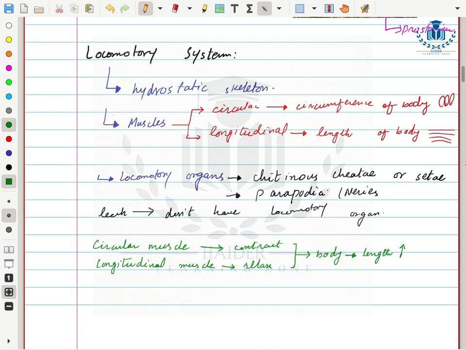When circular muscles contract and longitudinal muscles relax, by the antagonism of these 2 muscles, the body's length increases. But if the opposite happens, it means that circular muscles relax and longitudinal muscles contract. In this case, the body becomes shortened as well as widened.